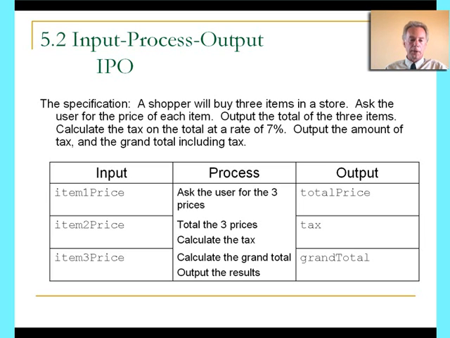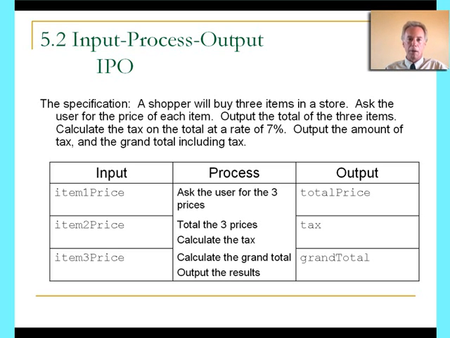So I've copied the specification here on this slide, and we have a 3-column chart, and on the left column we're going to write the things that have to be input into the program. So if you read the specification, it says ask the user for the price of each item. So I like to make up variable names and put them under the input and output column. So these are the actual variable names that we'll use when we write the program that does this. So I have item 1 price, item 2 price, item 3 price are going to be the things that are input into this program.